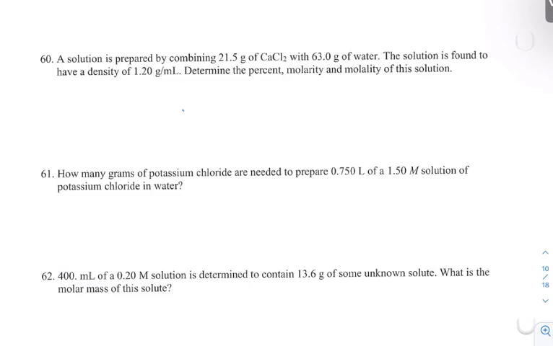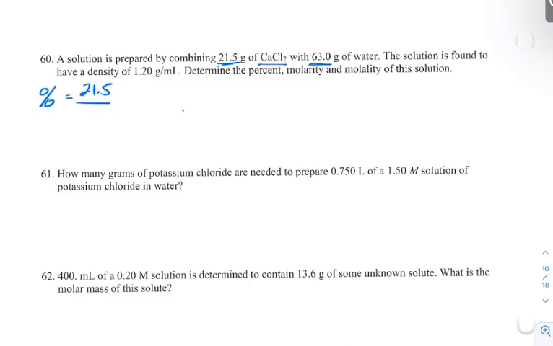So let me just go through these. First of all, for percent concentration, I think this is relatively straightforward. I have calcium chloride as my solute, and I'm adding 21.5 grams of that to 63 grams of water. To get the percent concentration, you want the percent of the solute over the mass of the entire solution. So I'm simply going to take that 21.5 grams of solute, the calcium chloride, and divide that by the mass of the entire solution.